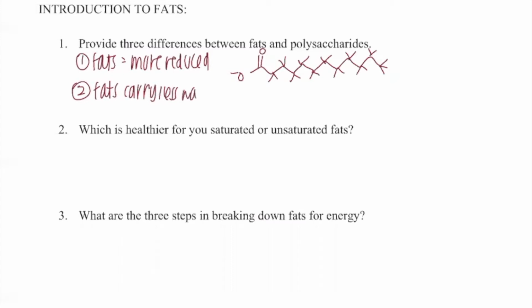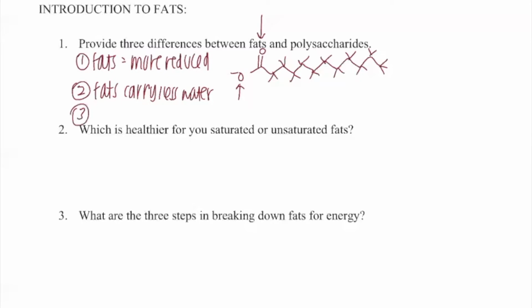So the second difference is that fats carry less water. So what do I mean by this? So fats are going to usually contain two oxygens, right? And these two oxygens are going to have lone pairs. These lone pairs can then hydrogen bond to water, and this is what I mean that fats carry water, right? If we were to look at a sugar such as glucose, we see that glucose has way more oxygens available to hydrogen bond with water, thereby carrying more water, all right?